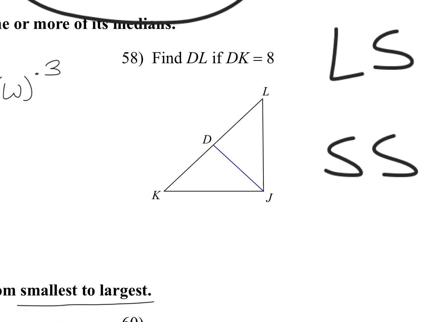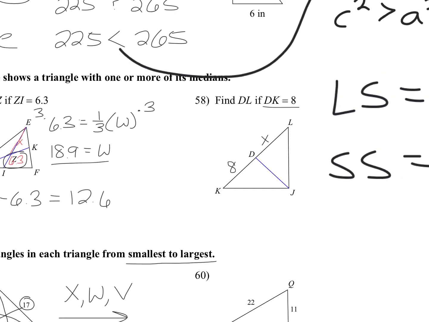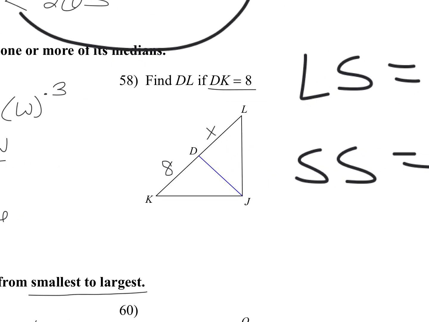If it says we want to find DL, I'm going to put an X where I want to find it. Big thing is label, so we can see it. And then DK is 8. X equals 8. Yep. This line right here will split those two in half. So if one side's 8, the other side is 8.